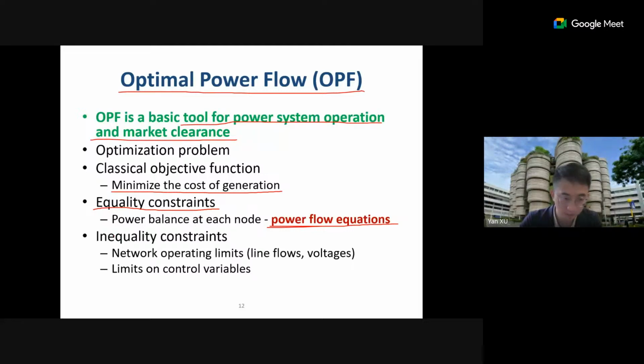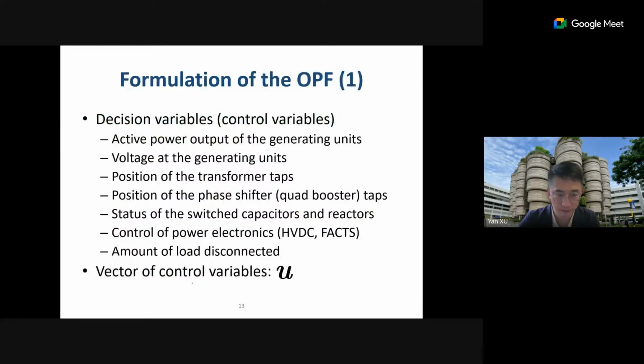Okay, the power balance, supply and demand, is balanced and modeled by these power flow equations. And there are inequality constraints, similar to economic dispatch, right? The network operation limits: the line flow of different branches, the voltage magnitude of each bus, and the limits on the control variables, right? The upper bound and the lower bound of the generators, transformer tap changers, and capacitor banks. So all kinds of decision variables can be considered.